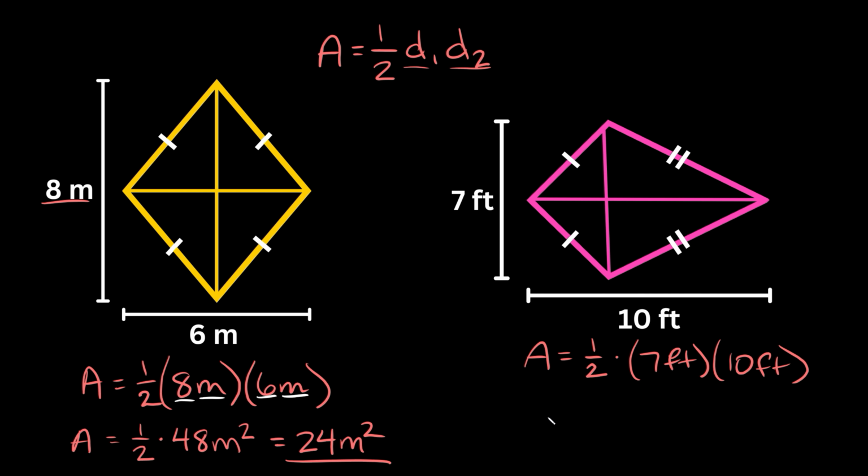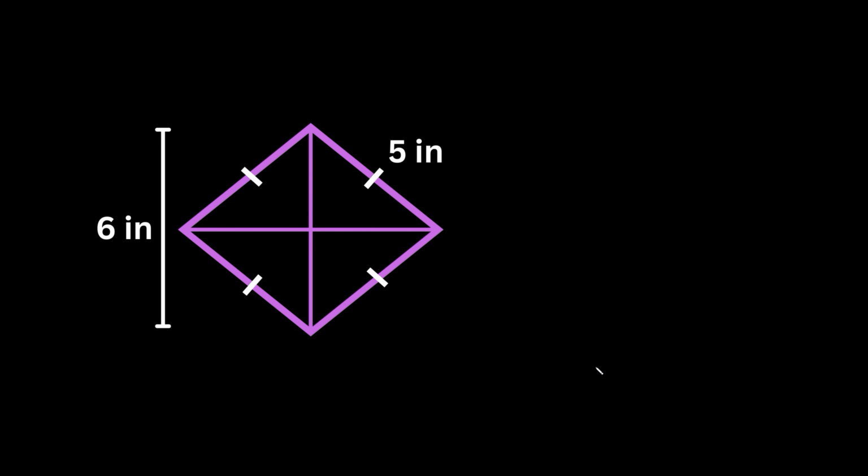All right, so then here we get that the area is equal to 1/2. Let's see, 7 times 10 is equal to 70, so times 70, and then our units are feet. Feet times feet is equal to feet squared. Then 1/2 times 70 is equal to 35, so we get 35 feet squared. All right, so not too bad. Let's just do one more example that's going to be a little bit more complicated.